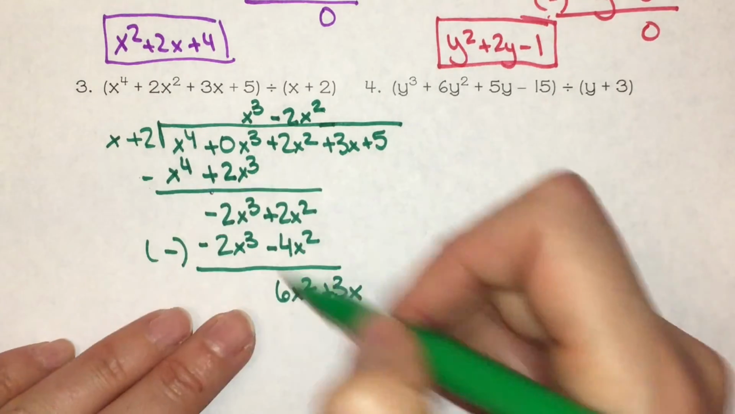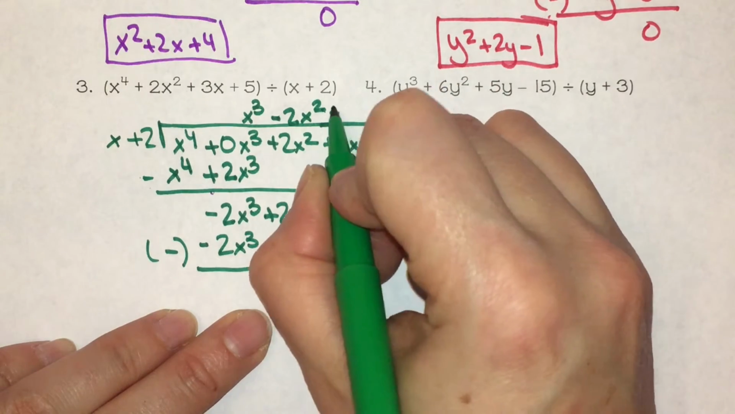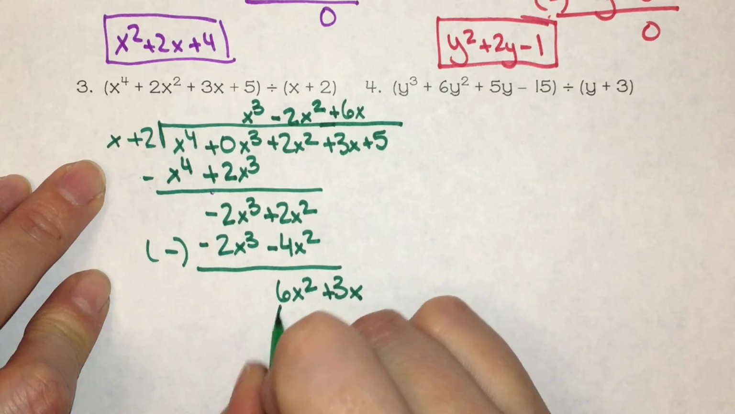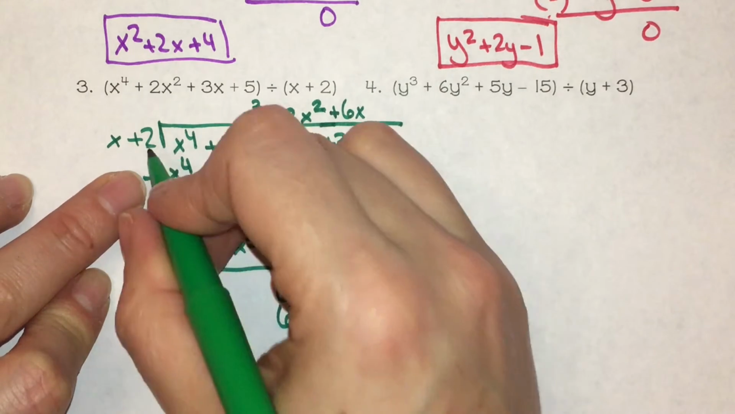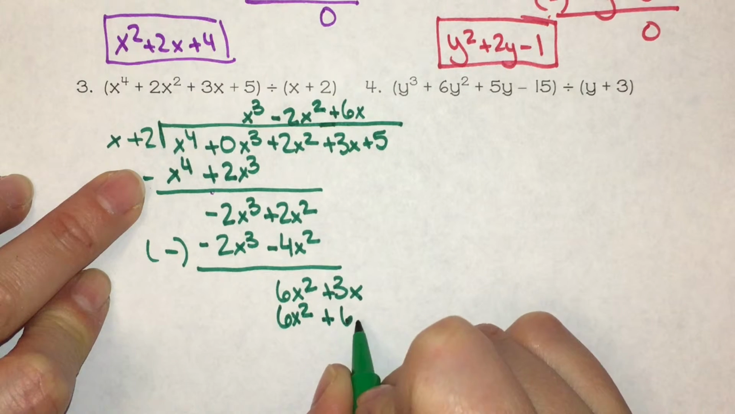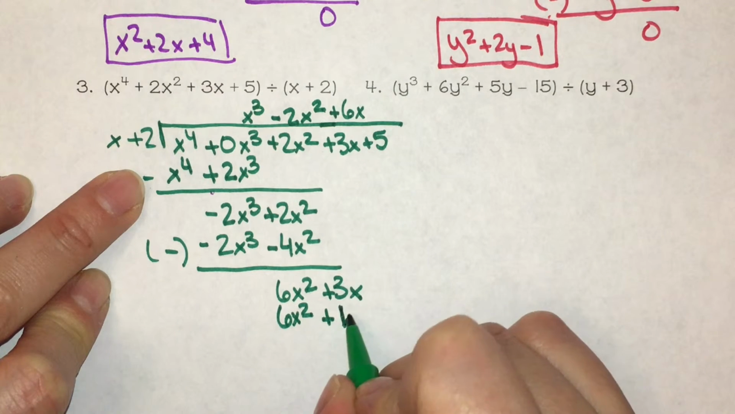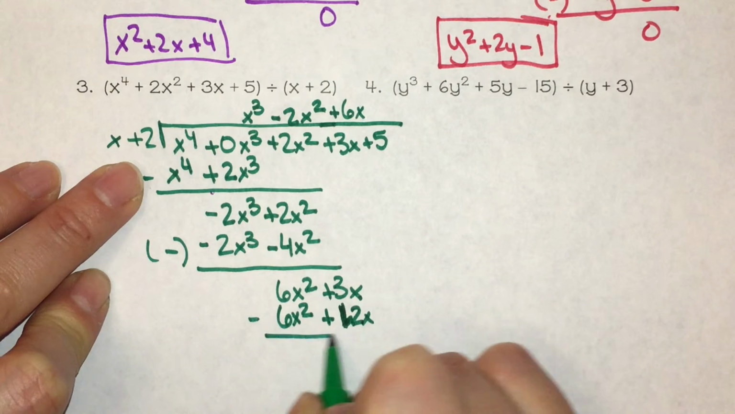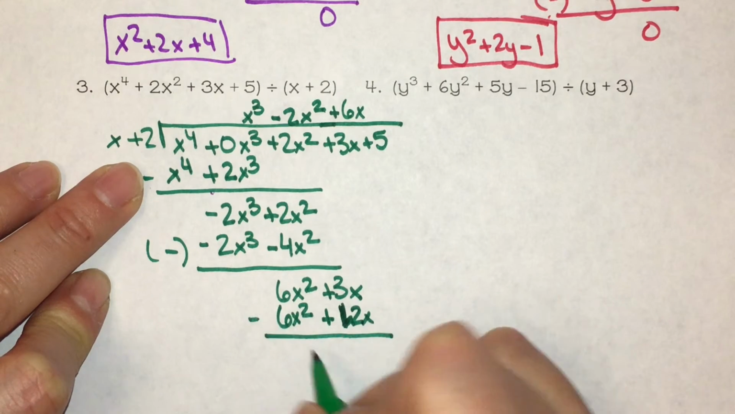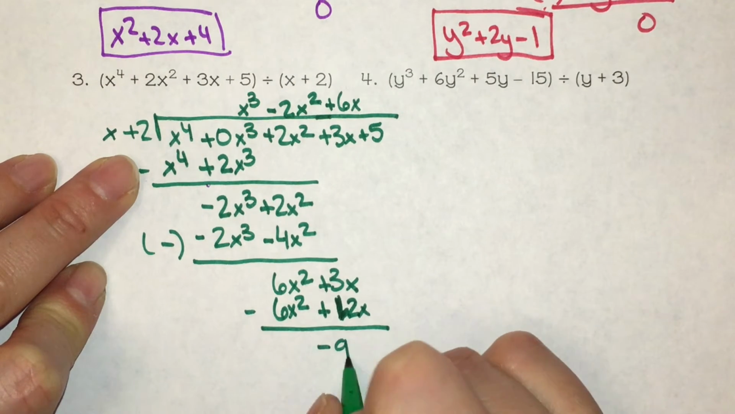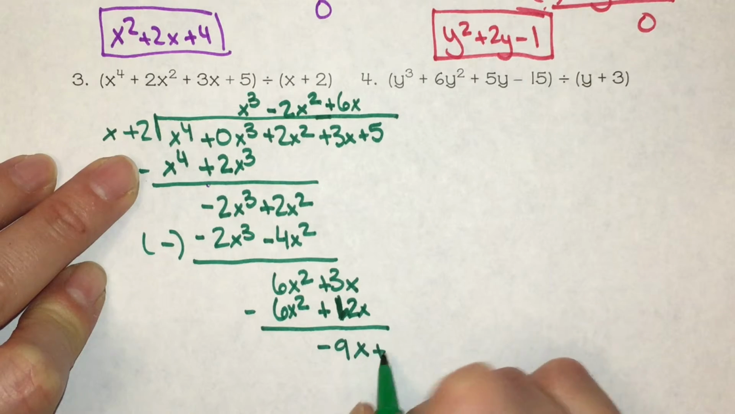All right, to make x into 6x squared, we're going to multiply it by a positive 6x. 6x times x is 6x squared. 6x times 2 is positive 6x. Sorry, positive 12x, because we're doing 6 times 2. We subtract. 6x squared minus 6x squared is 0. 3x minus 12x is negative 9x. Bring down your plus 5.